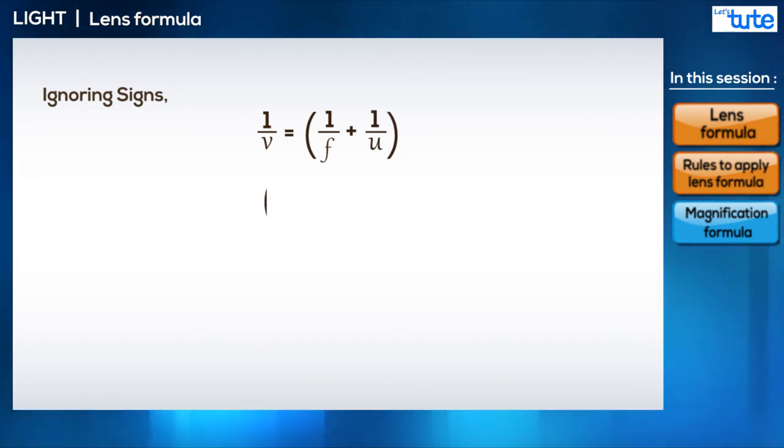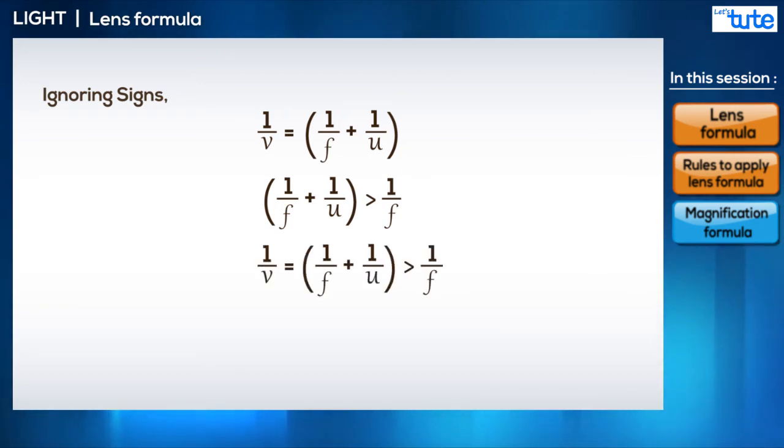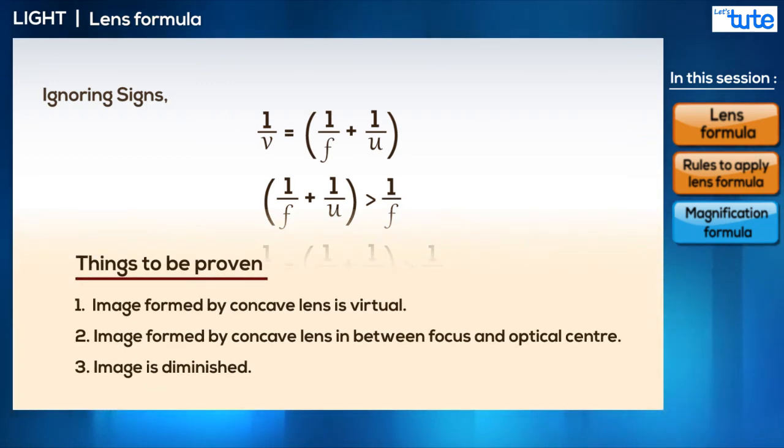Now, if 1 by f plus 1 by u is greater than 1 by f, thus 1 by v is greater than 1 by f. Thus, v must be smaller than f. And thus, we have proved that the image is always virtual and always between focus and optical center.